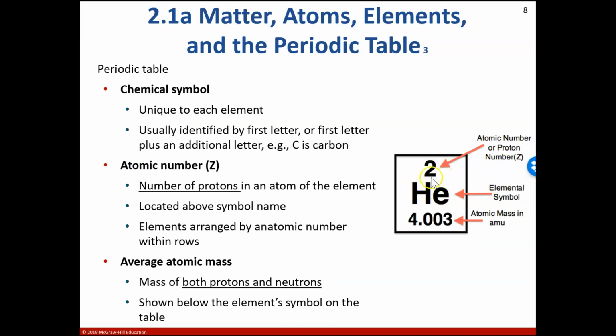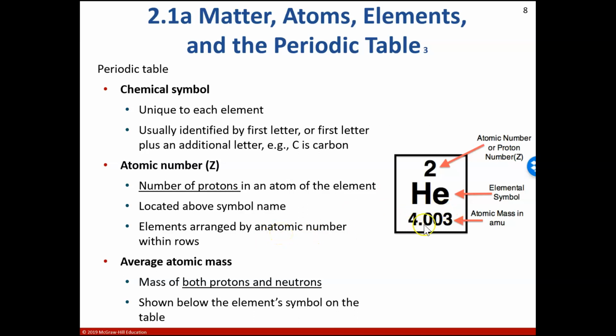So let's talk a little bit about our periodic table. We are going to see in our table that we will have a chemical symbol, and this will be unique to each element and will be identified by the first letter or the first letter plus an additional letter, such as C for carbon, or the example here is He for helium. And then we have the atomic number or proton number, which we can represent by the letter Z, and this consists of the number of protons in an atom of the element. It's always going to be located above the symbol, and the elements are arranged by atomic number within rows.